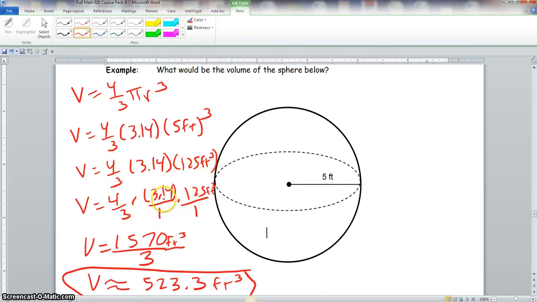4 times 3.14 times 125 gives 1,570 feet cubed. 3 times 1 is 3, times 1 is 3. When we divide these two, we're going to get an approximation. And I just want you to round to 1 decimal place. So it'll be approximately 523.3 cubic feet. And that is the final answer.